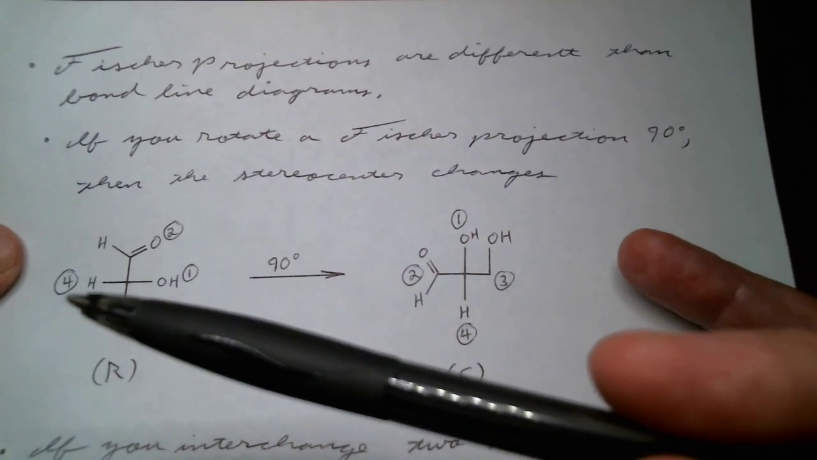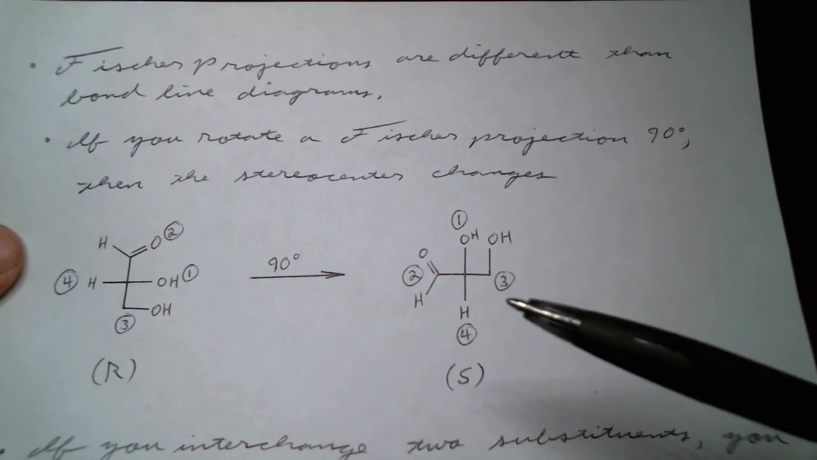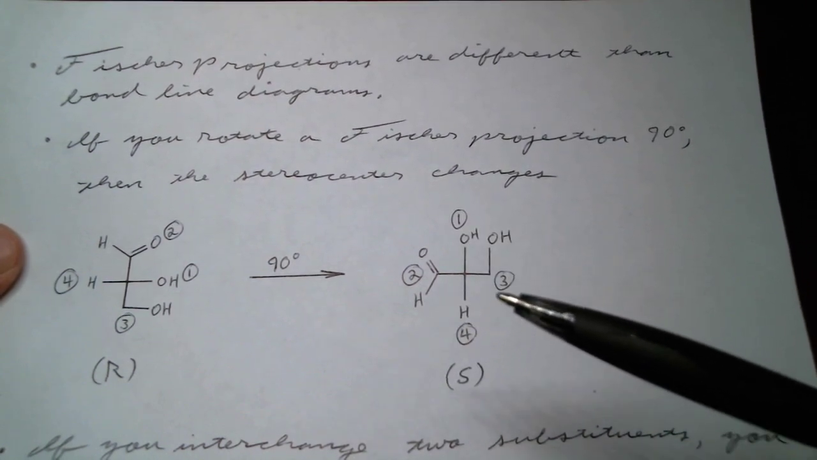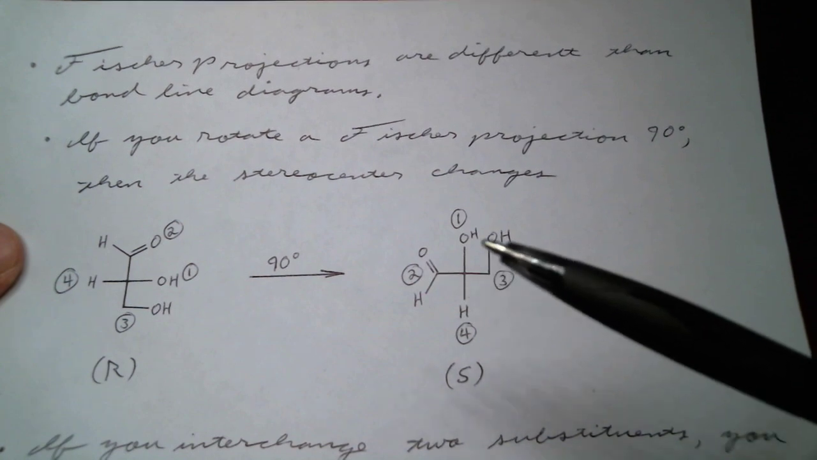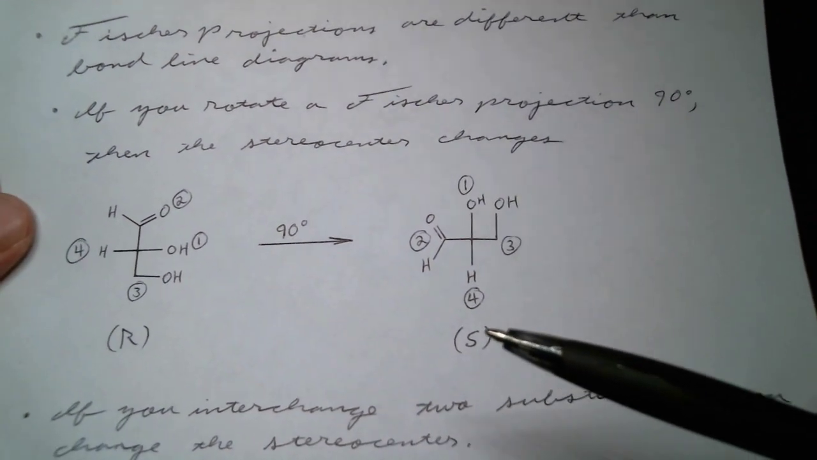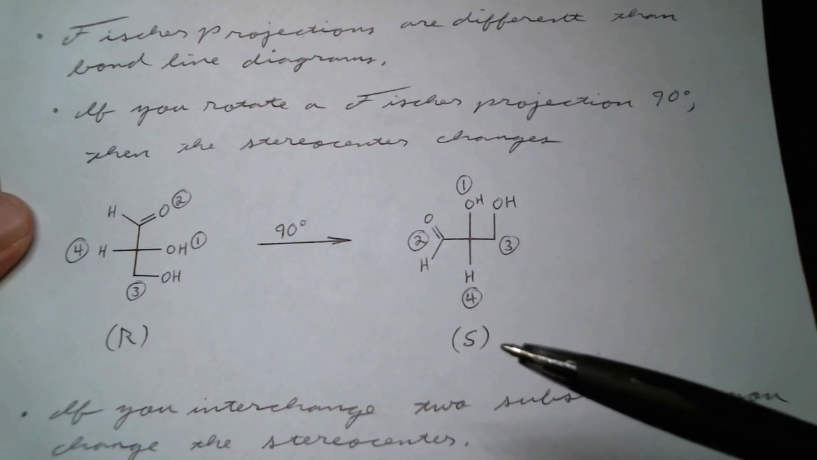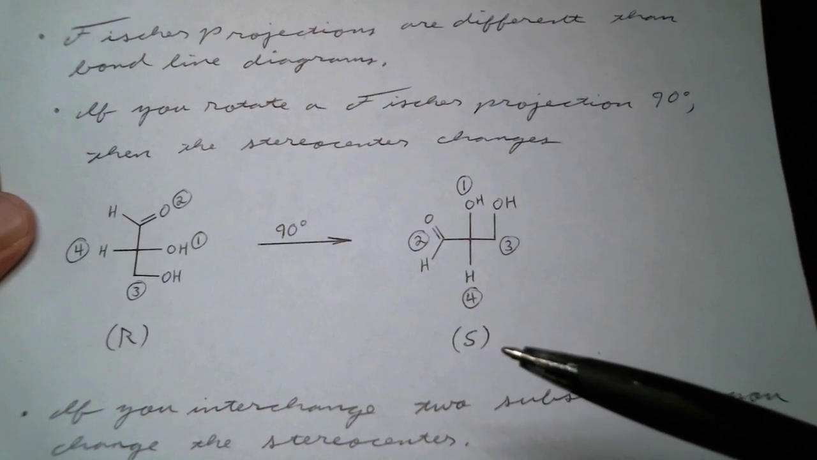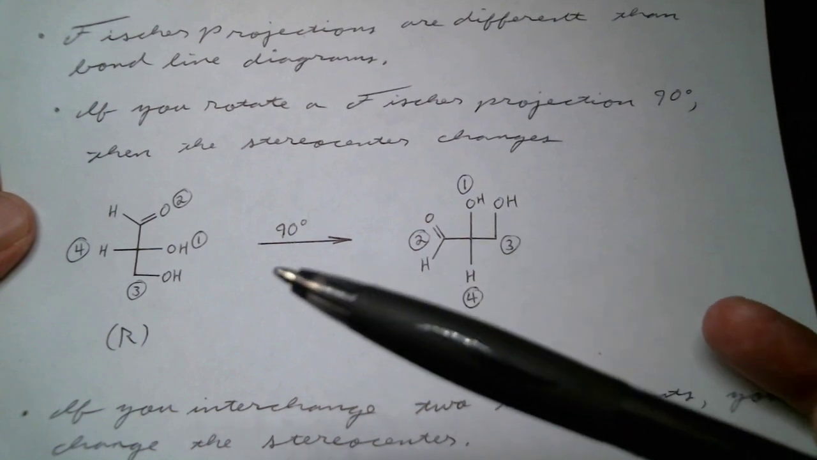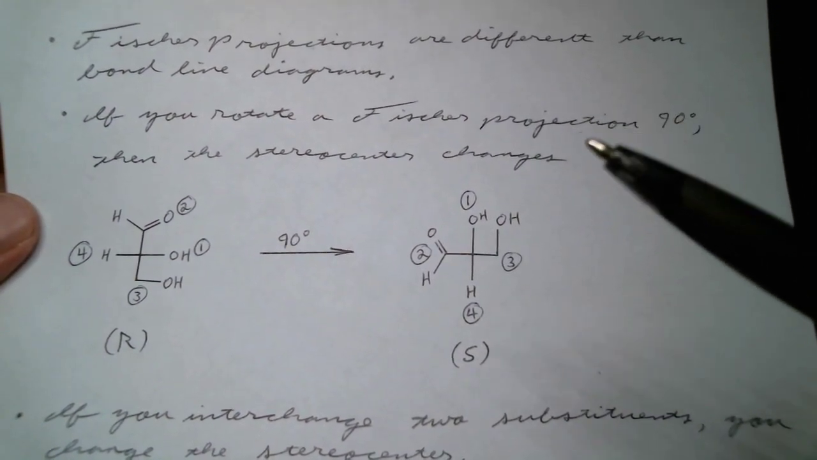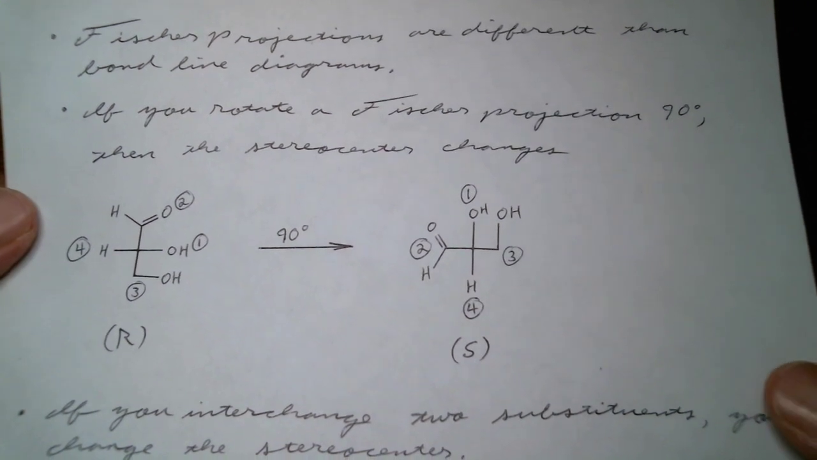If we rotate this Fisher projection by 90 degrees, you can see here, our priorities, our assignments are still the same. However, this stereocenter is now an S stereocenter, which doesn't happen with bond line diagrams. So that's why I wanted to emphasize that Fisher projections are different than bond line diagrams.